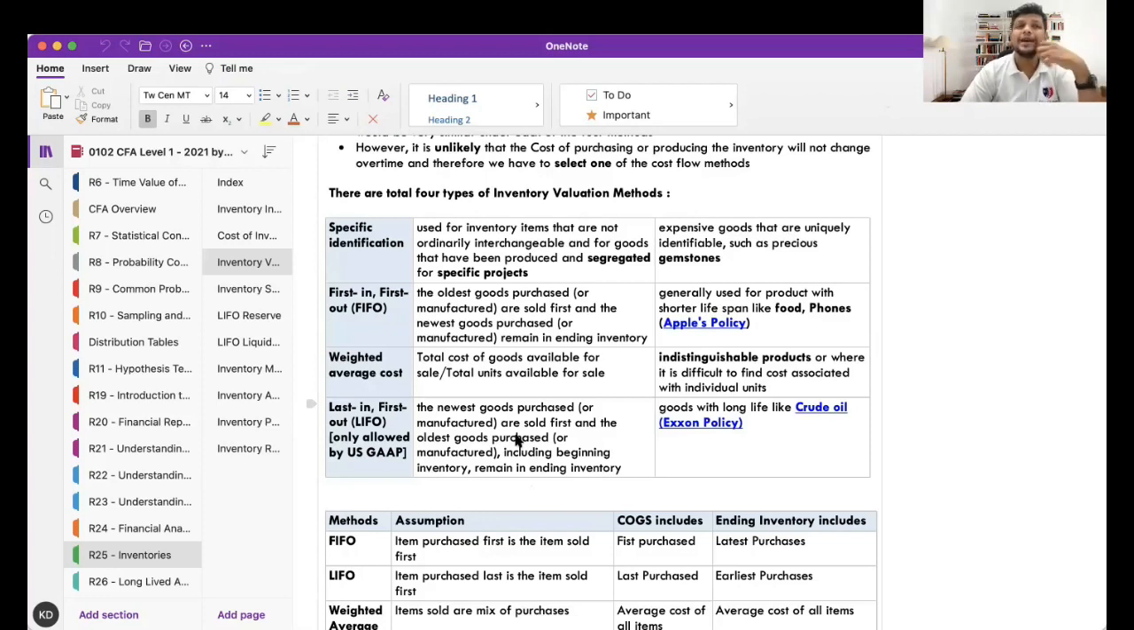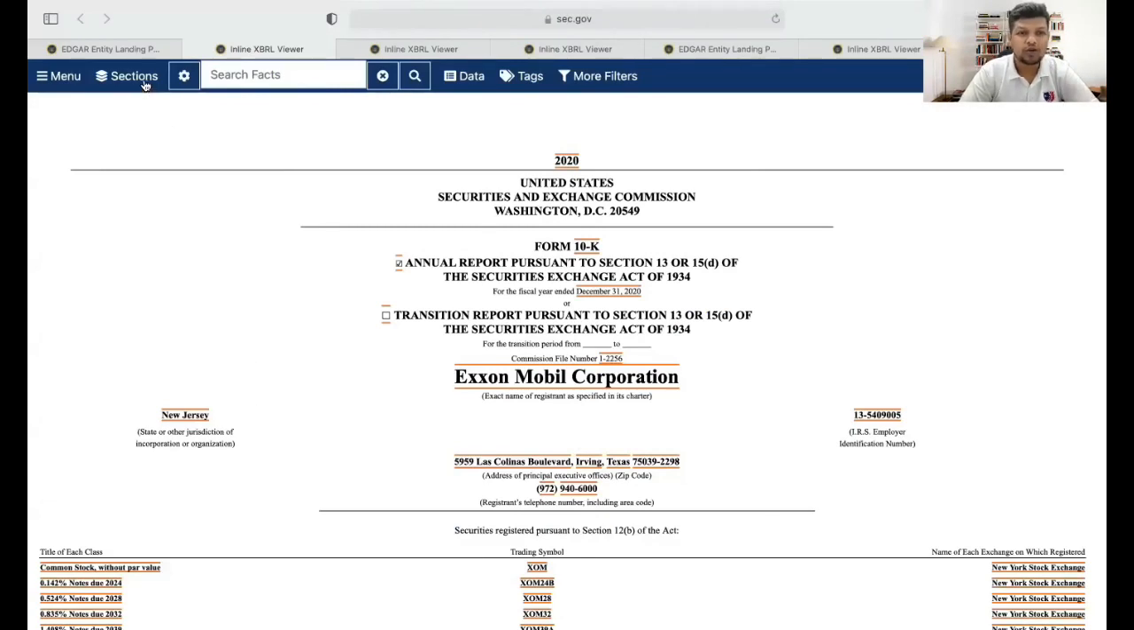LIFO is used, as I said, in the case of coal companies or oil and gas companies. So Exxon Mobil would be using LIFO. Why? Because what is the product that Exxon Mobil sells? Crude oil. So let me show you Exxon Mobil also. So where will I go? I go to the section.